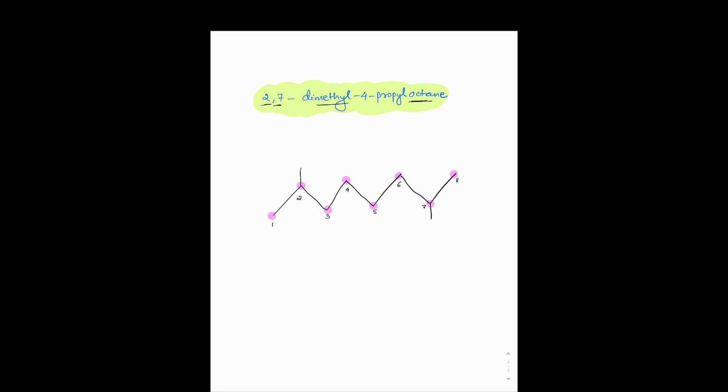Then at position number 4, we have a propyl group. Propyl group means 3 carbon atoms. So at position 4, we will say 1, 2, 3.